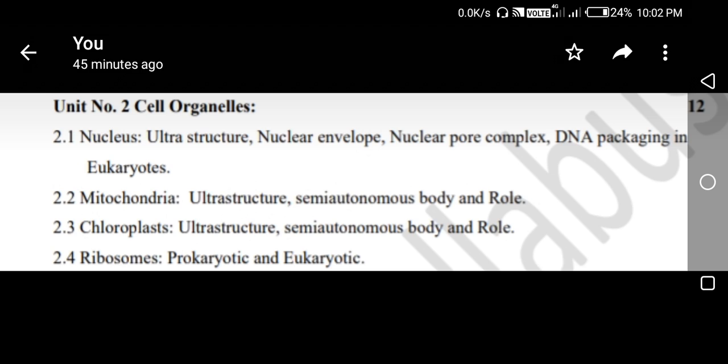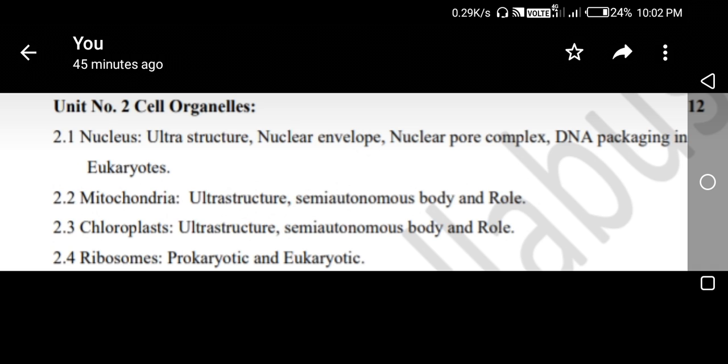The last point of this unit is ribosome. Prokaryotes exhibit 70S type of ribosome and the eukaryotic cell exhibits 80S type of ribosome. Ribosome is very important in protein synthesis. That's why the ribosome is called the protein machinery.